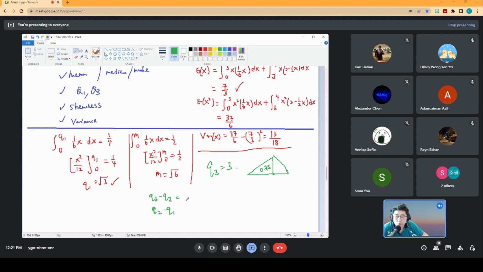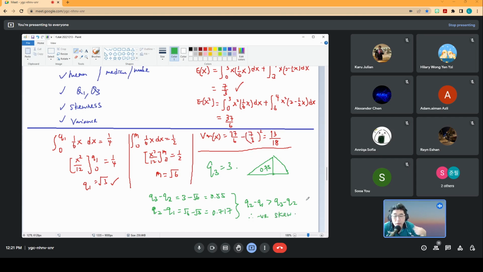So Q3 minus Q2 is 3 minus square root 6. This is square root 6 minus square root 3. So 3 minus square root 6, I have 0.55. And square root 6 minus square root 3 is 0.717. So you have Q2 minus Q1 is greater than Q3 minus Q2. And your conclusion just now, you say? Negatively skewed. Negatively skewed.